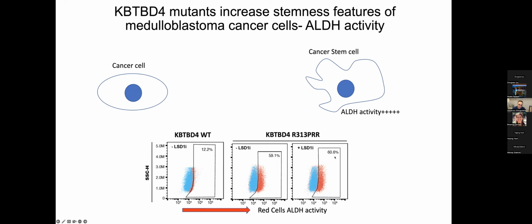It's interesting also to note that when we use an LSD1 inhibitor, we don't have a further increase above the baseline of the KBTBD4 mutant, indicating that the KBTBD4 mutant is almost getting rid of all the CoREST complex that is associated with LSD1 in the cell.